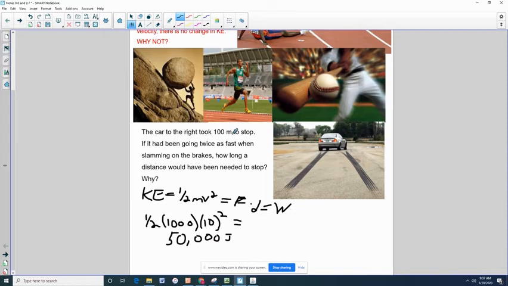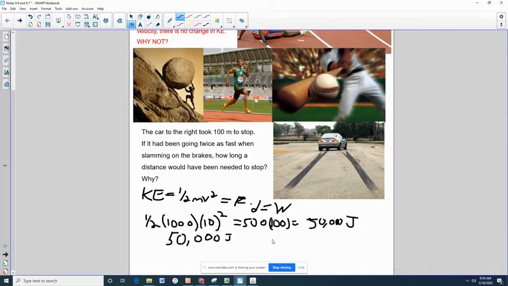Well, the distance we already said was 100 meters right here. So if we have 100 meters as our distance, our force would have to equal, it's like x times 100 equals 50,000. This over here needs to be 50,000. So what times 100 equals 50,000? 500. So we have 500 newtons of force acting for 100 meters equals 50,000. And again, that is joules.